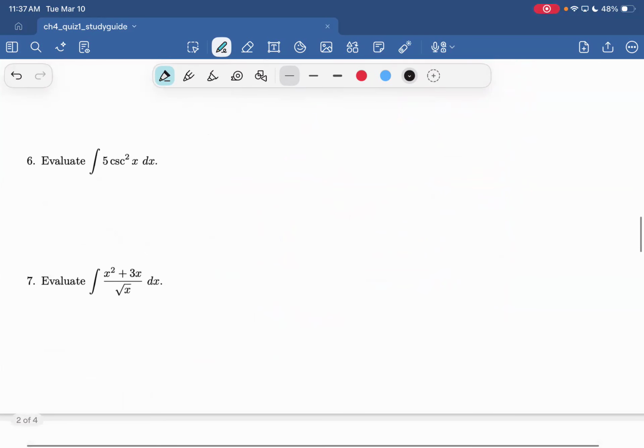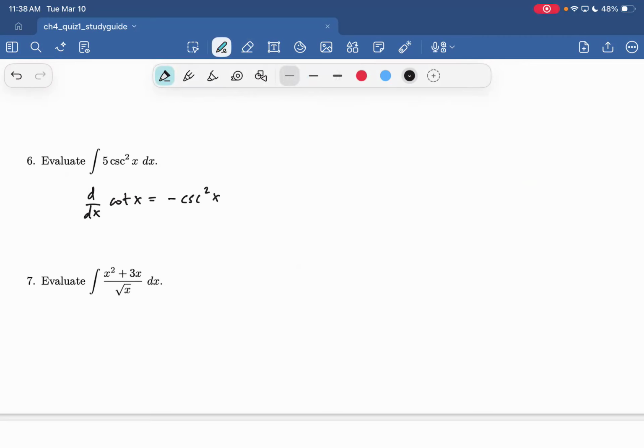Question 5. We're trying to evaluate the integral of 5 cosecant squared. And so we're going to think about which trig function gives us a derivative of cosecant squared. Well, we know that the derivative of cotangent x is equal to negative cosecant squared. That's something we should know by memory.